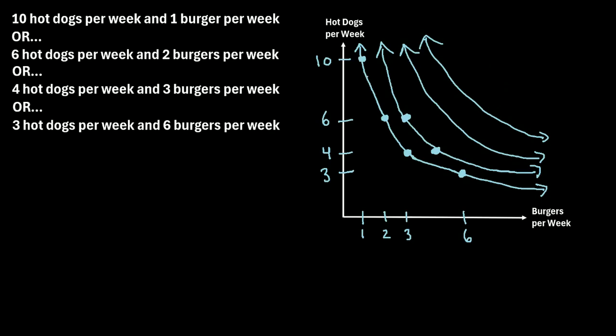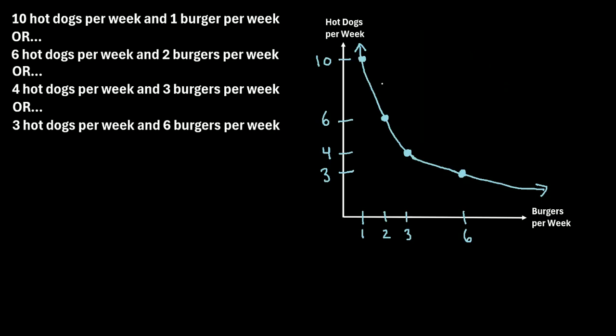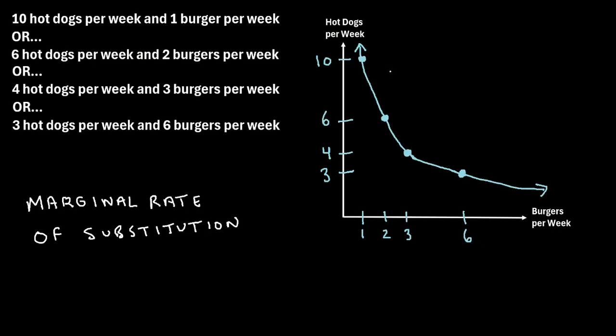When we construct a bunch of indifference curves like this, we call that an indifference map. Now, when we have an indifference curve like this, the slope of the indifference curve represents the marginal rate of substitution. And what it tells us is the rate that we're willing to give up the good on the y-axis to get 1 additional unit of the good on the x-axis.